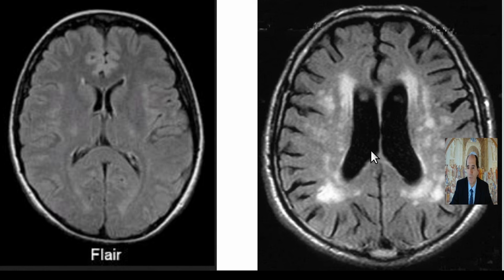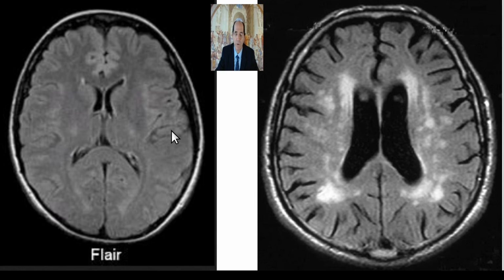All right, we just showed this before. This would be a normal brain over here, and these are all the white spots of small strokes.